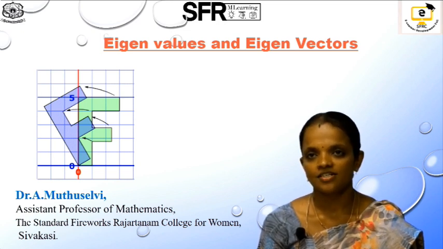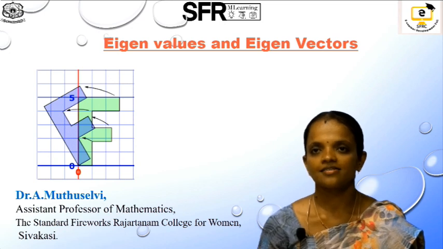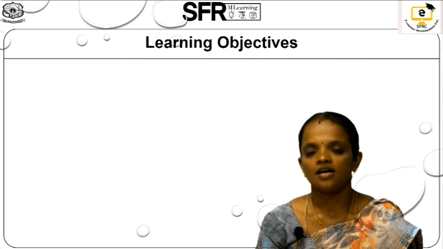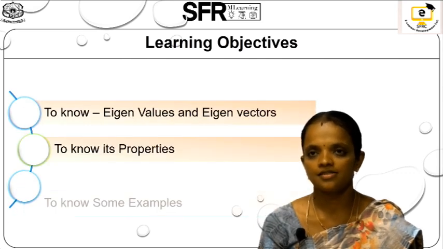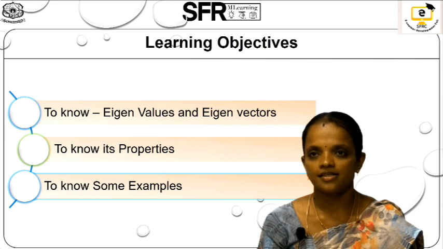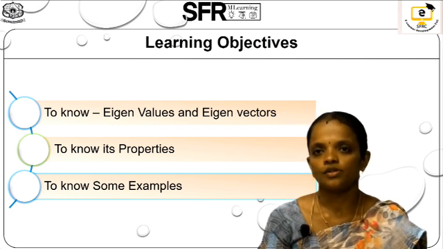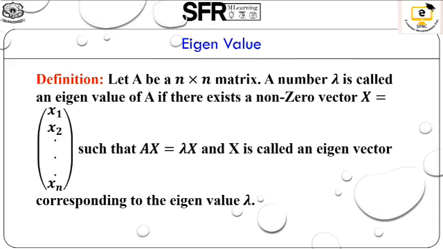In this presentation we will discuss eigenvalues, eigenvectors and their properties. First of all, what is an eigenvalue, its definition and examples. We will also discuss eigenvectors and their examples, and also the properties of eigenvalues. First, we define the eigenvalue.